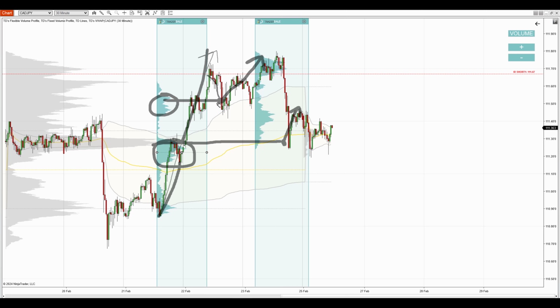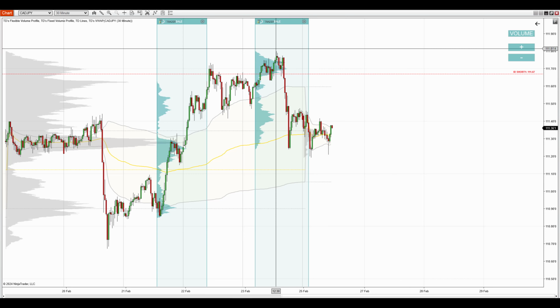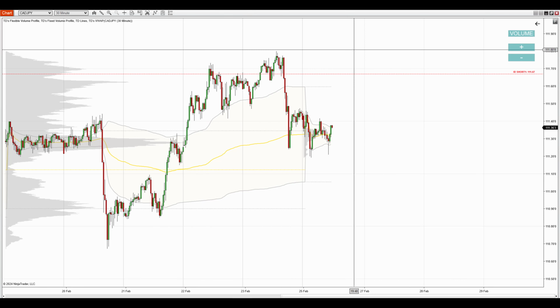Two nice trades here based on that, but those have already played out, so those supports are no longer viable to trade, but this resistance still hasn't been tested yet, so it's still good to trade. All right, so that's the Canadian dollar, Japanese yen.